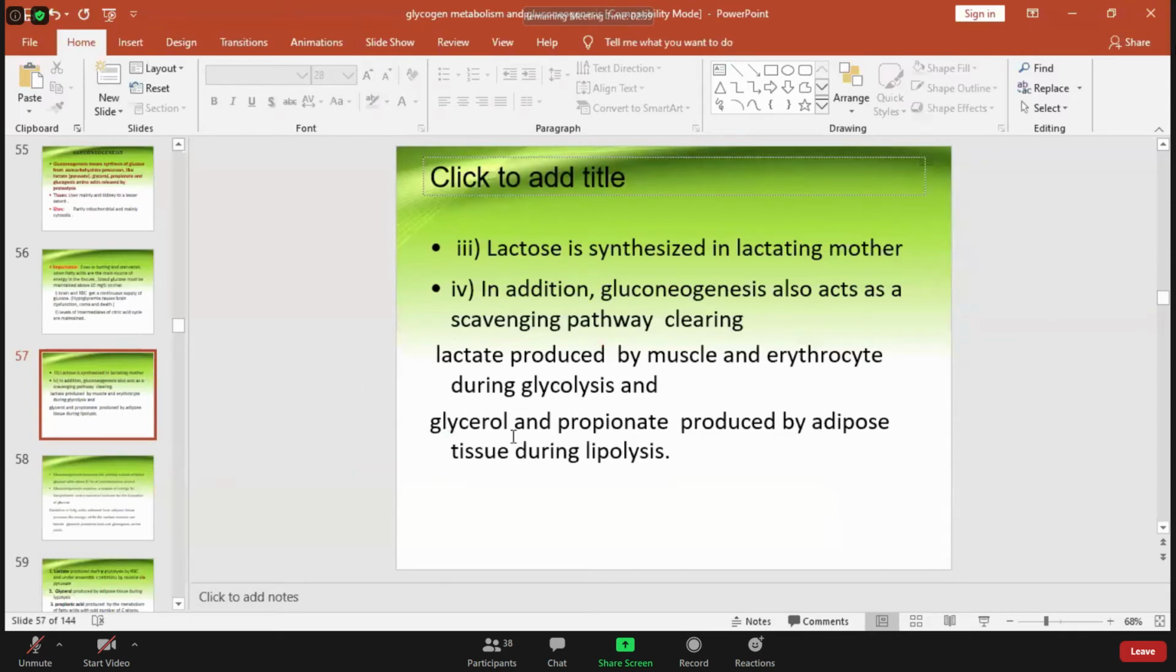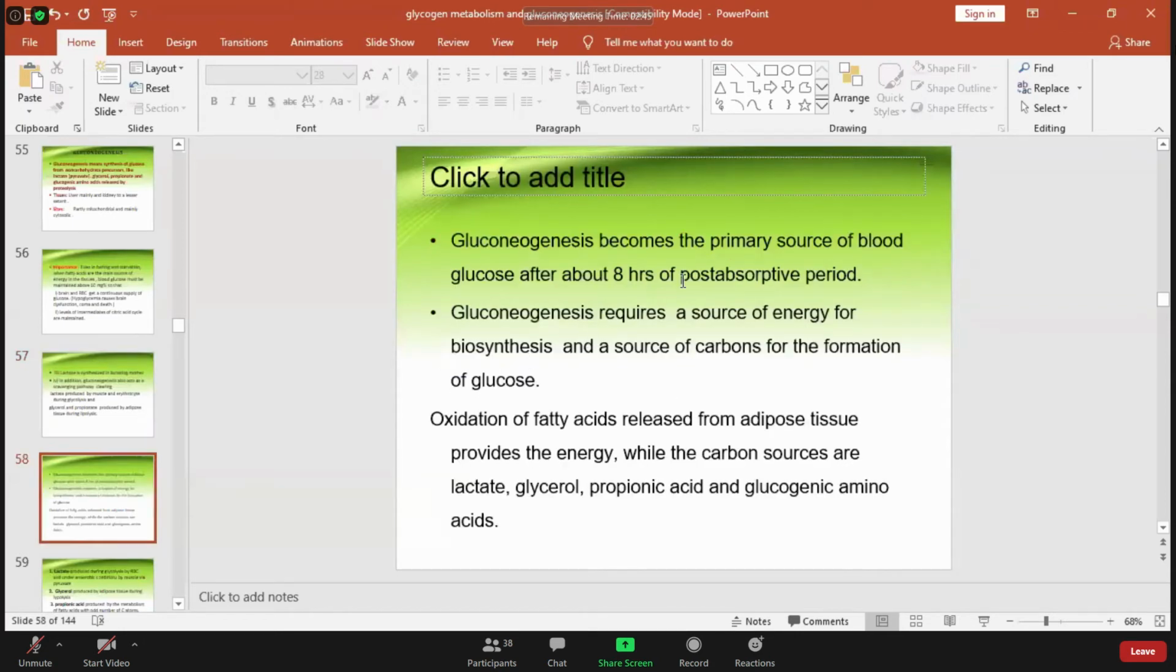Of course, proteolysis in the fasting state or starvation also provides many glucogenic amino acids, which are the main substrates for gluconeogenesis. Gluconeogenesis becomes the primary source of blood glucose after about 8 hours of the post-absorptive period, that is, starvation. Gluconeogenesis requires a source of energy for biosynthesis and a source of carbons for the formation of glucose. So that's what you should remember.